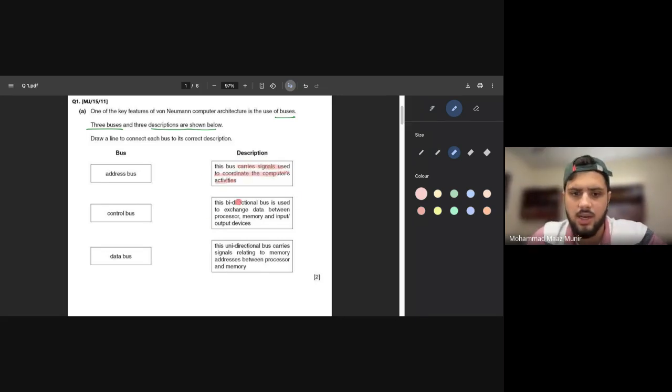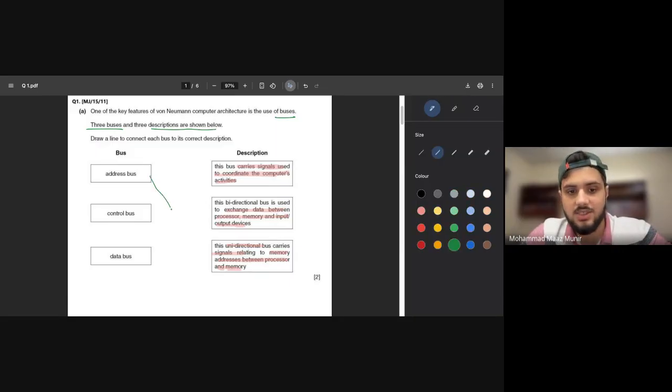No, address to नहीं आ रहा. The bidirectional bus is used to exchange data between the processor, memory, and input-output device. No, addresses to नहीं आ रहा. The unidirectional bus carries signals related to memory addresses between processor and memory. Which basically means the answer to the very first point, address bus, is basically this.